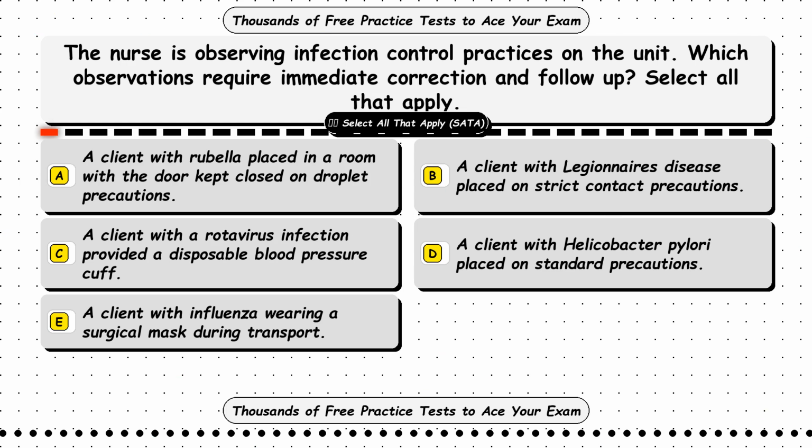The nurse is observing infection control practices on the unit. Which observations require immediate correction and follow-up? Select all that apply. Option A. A client with rubella placed in a room with the door kept closed on droplet precautions. Option B. A client with Legionnaire's disease placed on strict contact precautions. Option C. A client with a rotavirus infection provided a disposable blood pressure cuff. Option D. A client with Helicobacter pylori placed on standard precautions. Option E. A client with influenza wearing a surgical mask during transport.